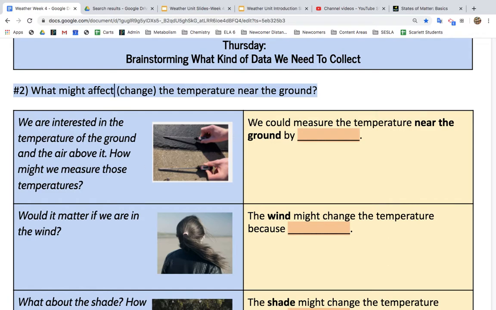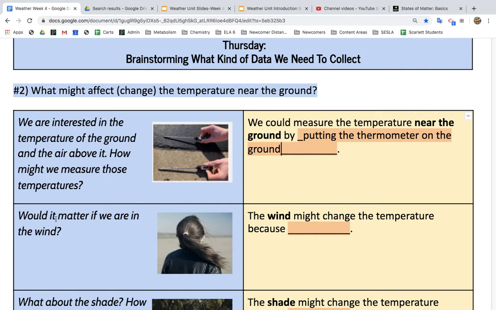So you could say we could measure the temperature near the ground by putting the thermometer right next to the ground. So I'll say that. Putting the thermometer on the ground.